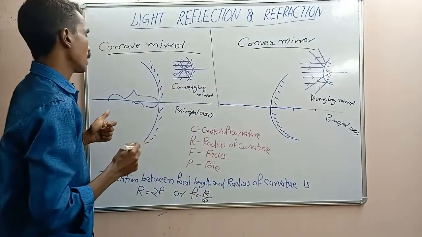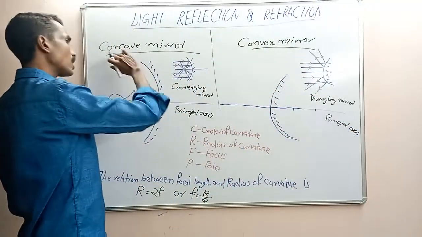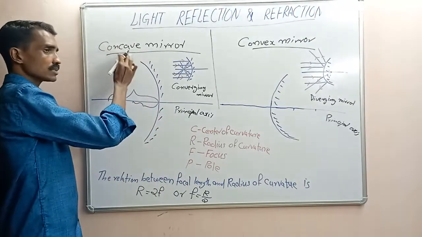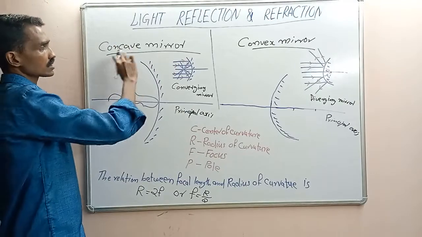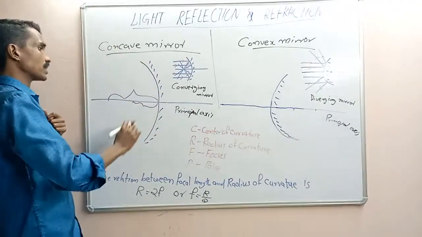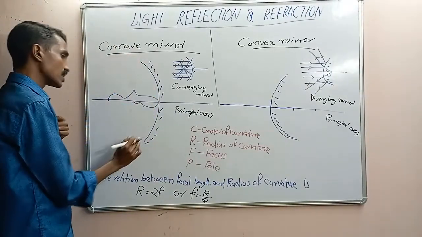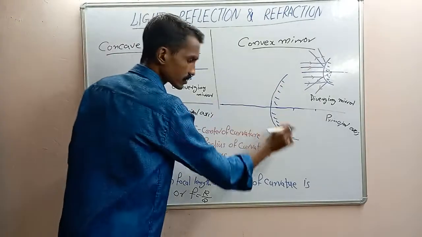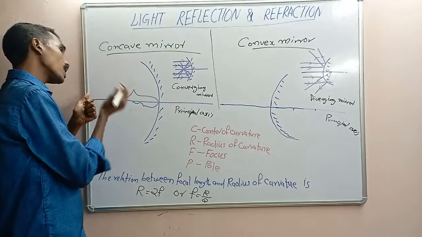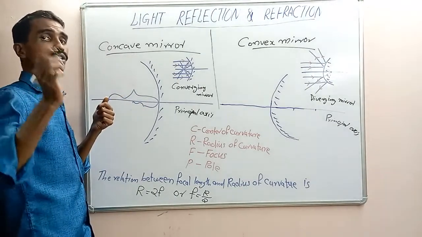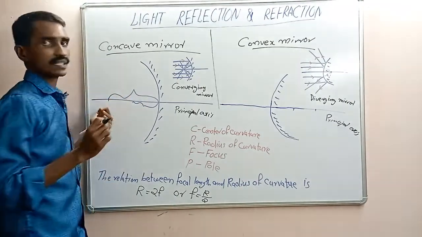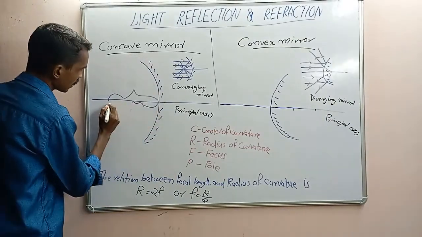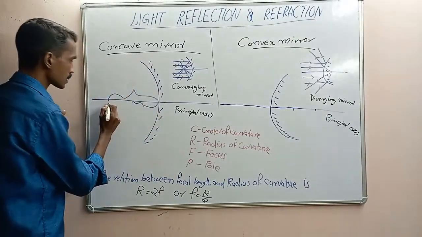Okay, and we already know this is a sphere. In a sphere, some parts of this sphere are the concave mirror and the convex mirror. On that particular sphere there is a center. Imagine this full sphere has a center.